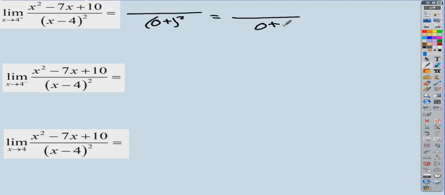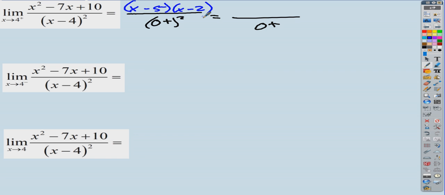I mean, we can evaluate that, it's fine, I guess we can do that. But is there anything we could do to the top here that might make things easier? Yeah, let's factor it. If we factor the top, we get x minus 5, x plus 2. Oh, x minus 2. Okay, good. That's better. Did we absolutely have to do that? No, we didn't, but it makes things easier.